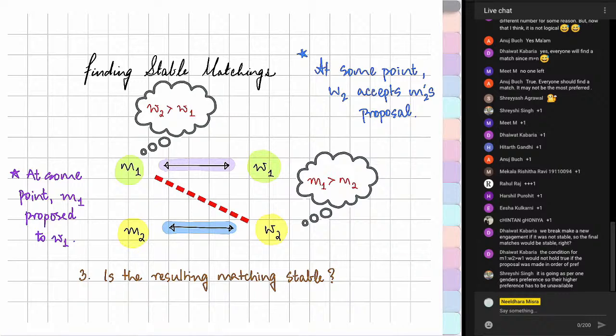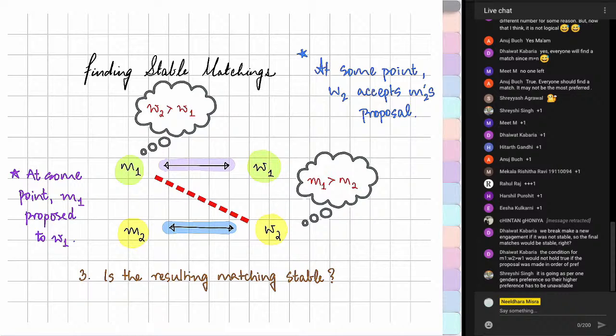But on the other hand, we know for sure that M1 must have proposed to W2, because before M1 reaches W1, since he is walking down the preference list in order of decreasing preference, he must have proposed to W2 before proposing to W1, and that is sort of the contradiction. Okay.